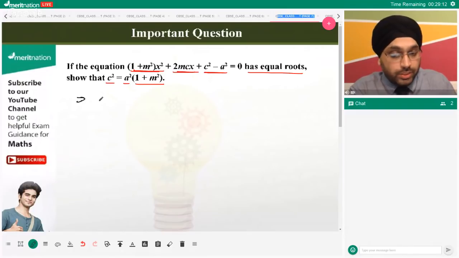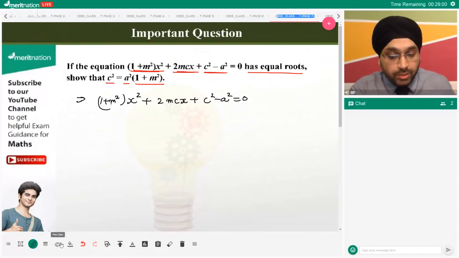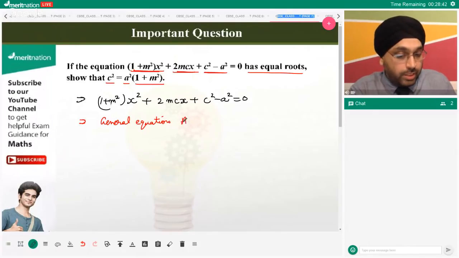So first of all, guys, the equation is given: 1 plus m square into x square plus 2mcx plus c square minus a square equals 0. Now, guys, it will always be better if you write the general equation. It will help you avoid silly mistakes. So we can write the general equation as Ax square plus Bx plus C. Now, I'm taking A, B, C in capital letters. Why? Because we have c and a over here, so that you don't get confused.